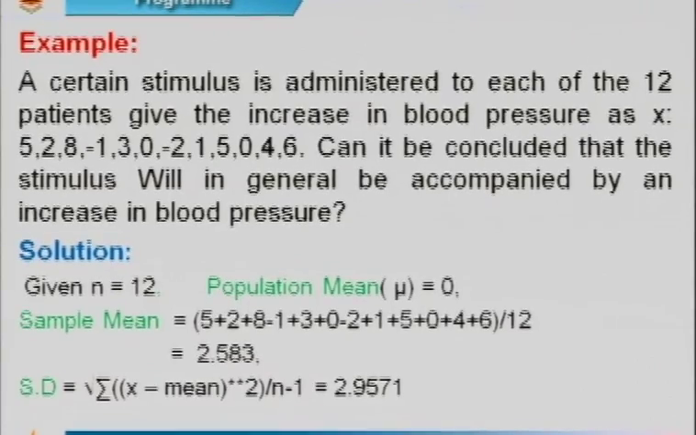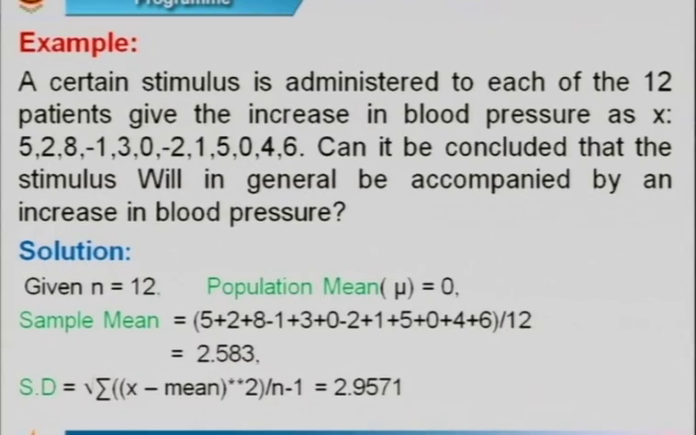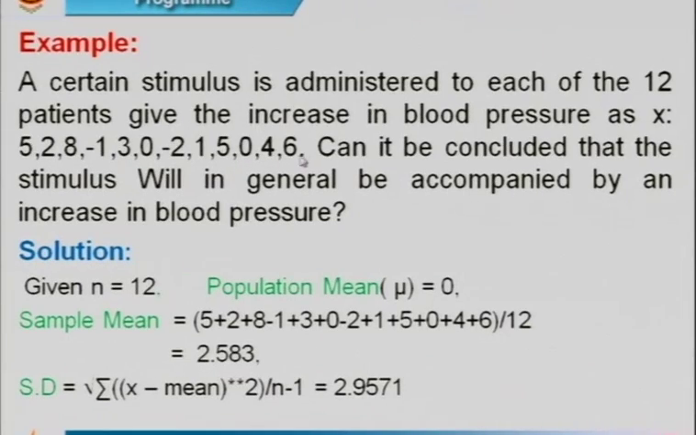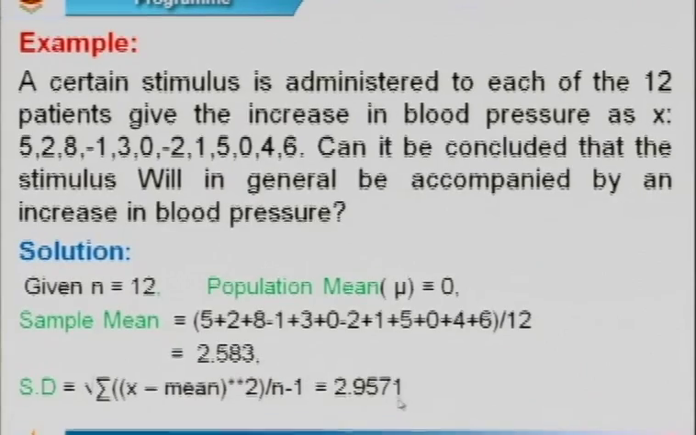Then the sample mean you are going to calculate with the usual equation, that is the direct method we call it. Then simply add all the values, that is 5 plus 2 plus 8 minus 1 plus 3 plus 0 minus 2 plus 1 minus 5 plus 5 plus 0 plus 4 plus 6, whole divided by 12, you are getting it as 2.583. This is the sample mean.